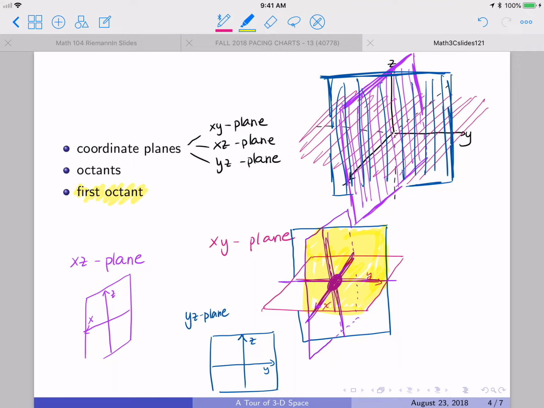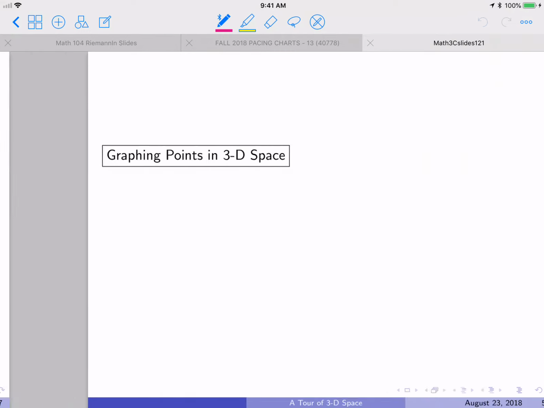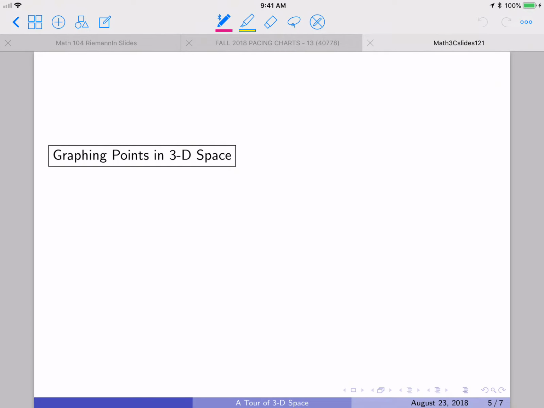Keep in mind, X is coming out here, Y is coming out here, and Z is coming up top. So if you've got points where X, Y, and Z are all greater than or equal to 0, then that point is in the first octant. Okay, so graphing points in 3D space: we specify a point in 3D space by giving its coordinates with respect to the 3 axes.